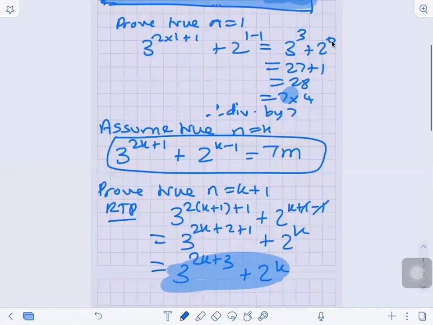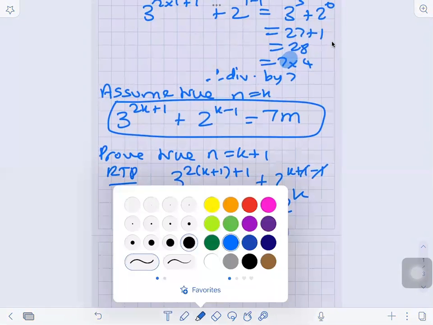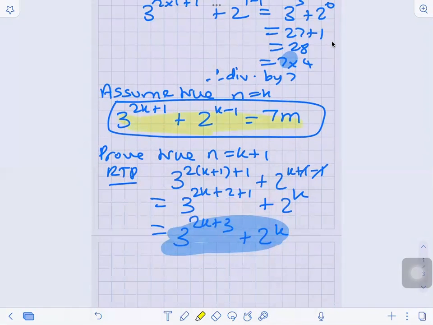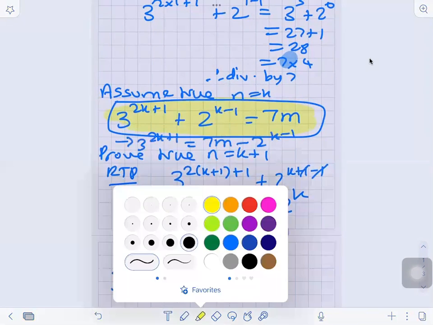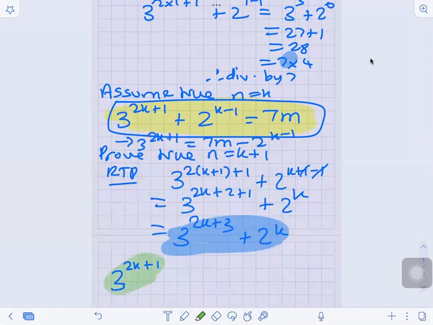Okay, so the next step, we take this here and we use our assumption, which I highlighted up there. The assumption is 3 to the 2k plus 1 equals 7m minus 2 to the k minus 1, so you rearrange it. I'm going to sub something in for 3 to the 2k plus 1, and that'll be 7m minus 2 to the k minus 1.